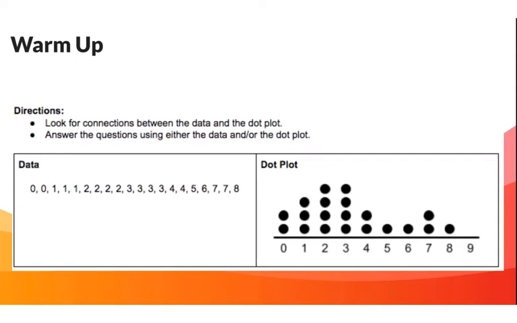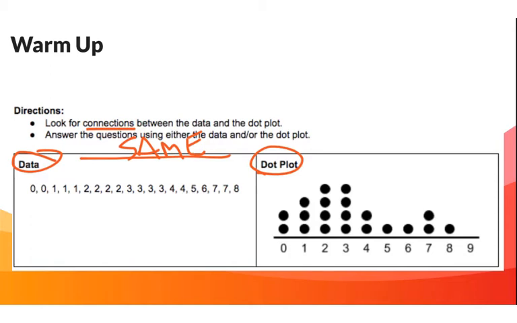So we are looking at the warm-up, and I know that there are questions below, but for the sake of time, we are just going to look for connections between the data, which is here. The data is like all of the numbers, right? This might be something like, how many pets do you have in your home, right? And the dot plot. So these guys are the same, all right, same numbers, same data, just represented differently.